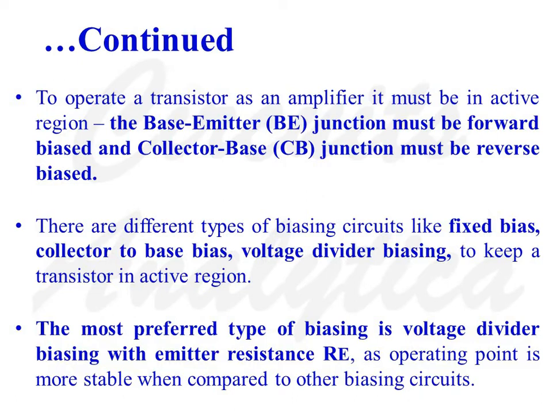There are different types of biasing circuits like fixed bias circuit, collector to base bias circuit, voltage divider biasing circuit, etc. to keep a transistor in the active region. The most preferred type of biasing is voltage divider biasing with emitter resistance Re, as operating point is more stable when compared to the other biasing circuits.